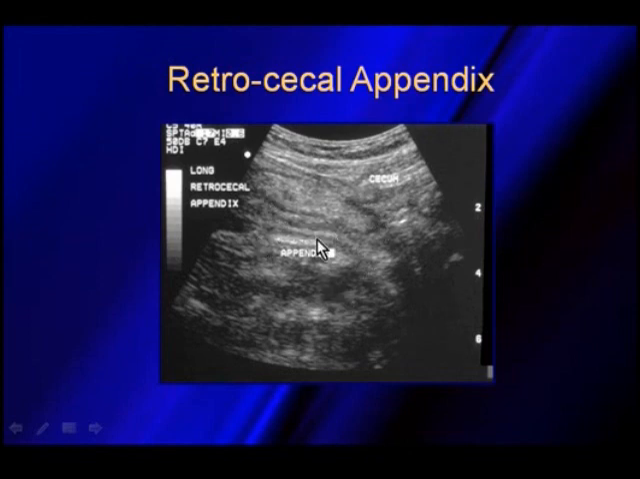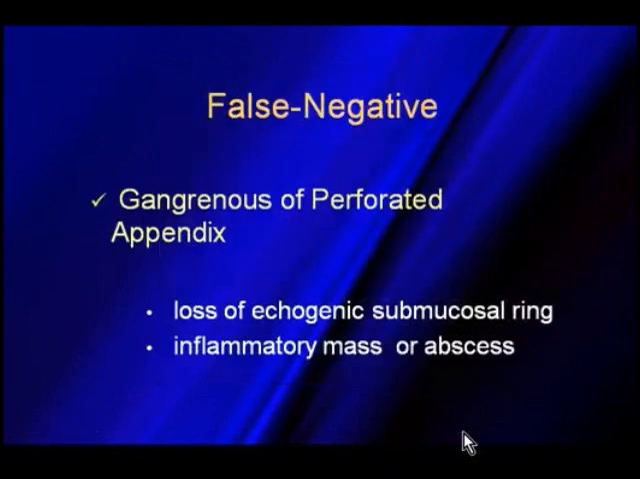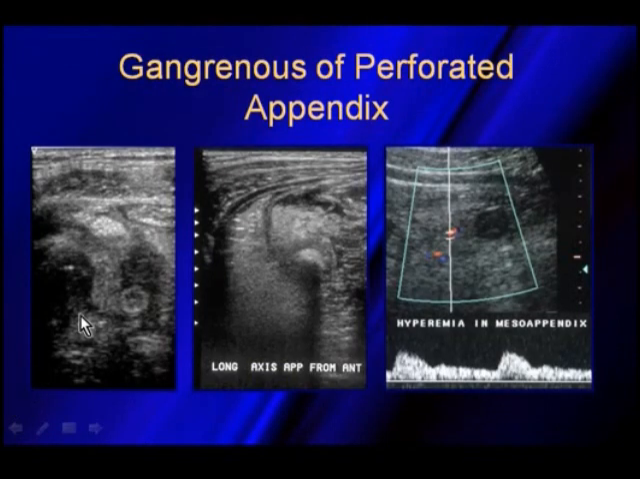Here is the appendix that is retrocecal, but very difficult to identify. Typically what we look for, once again, is that edematous fat that is behind the cecum. Now, looking at a gangrenous or perforated appendix, what will happen is you'll lose the echogenic submucosal ring, and what we're looking for is more of an inflammatory mass or abscess that we'll see within this.